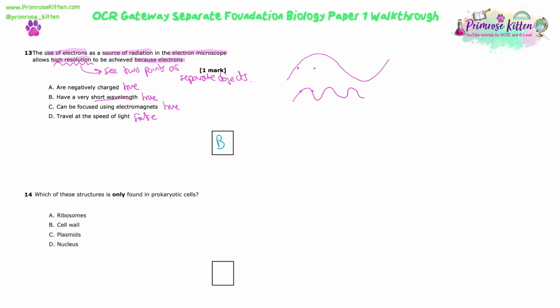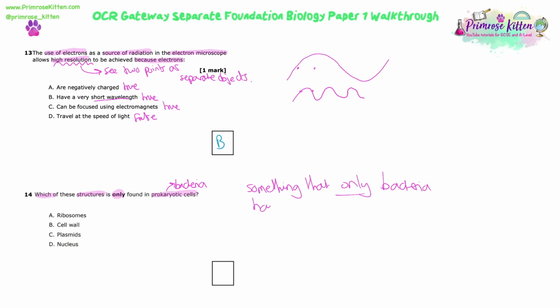Okay, so question 14. Which of these structures is only found in prokaryotic cells? The only is in bold here because it's important. It's got to be something from this list that is only found in bacterial cells. So that's what prokaryotic cells means if you weren't sure. Prokaryotes are bacteria. Eukaryotes are animal and plant cells.